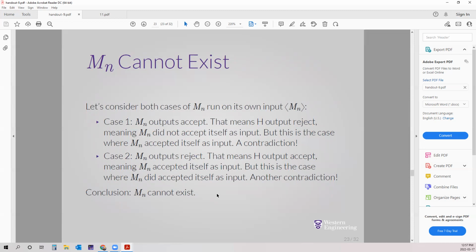Case 2: M_N outputs reject. That means H output accept, meaning M_N accepted itself as an input, but this is the case where M_N rejected itself as an input, another contradiction. And this could not be done. Conclusion: M_N cannot exist.